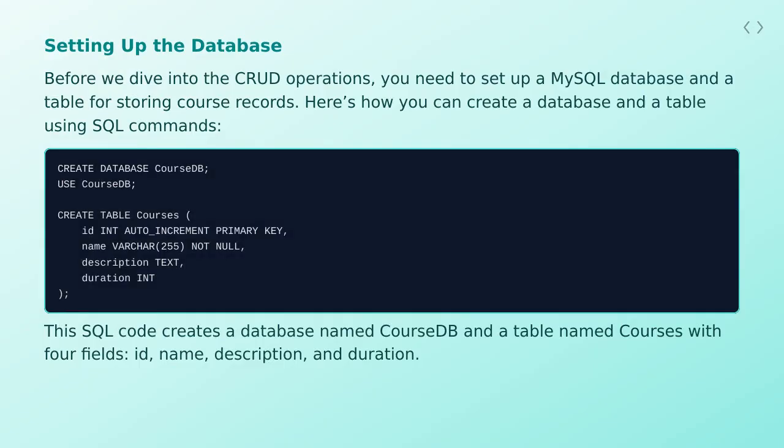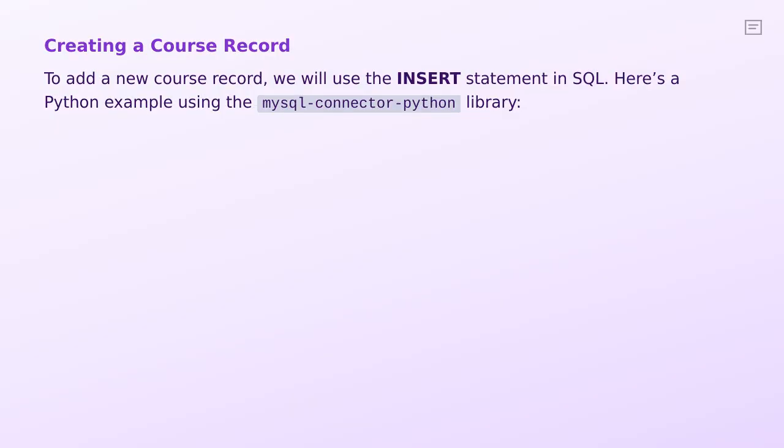Now, setting up the database. Before we dive into the CRUD operations, you need to set up a MySQL database and a table for storing course records. Here's how you can create a database and a table using SQL commands. I'll let you read the examples on screen rather than reading every line aloud. This SQL code creates a database named CourseDB and a table named courses with 4 fields: ID, name, description, and duration.